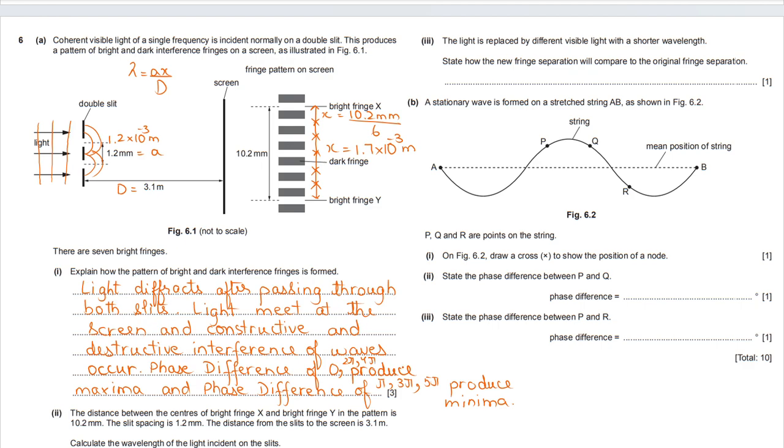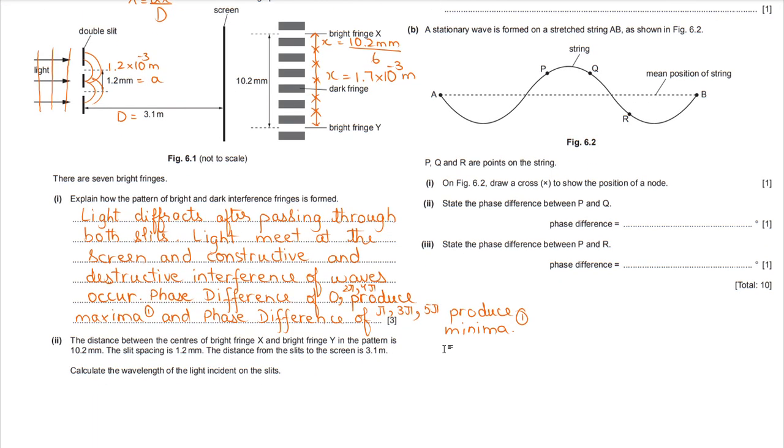So 1 mark is if you write that a phase difference of 0, 2 pi, 4 pi produces maxima, and 1 mark specifically if the phase difference of pi, 3 pi, 5 pi produces a minima. I hope it's clear to everyone. Okay, any questions? Okay, we'll do the next part.